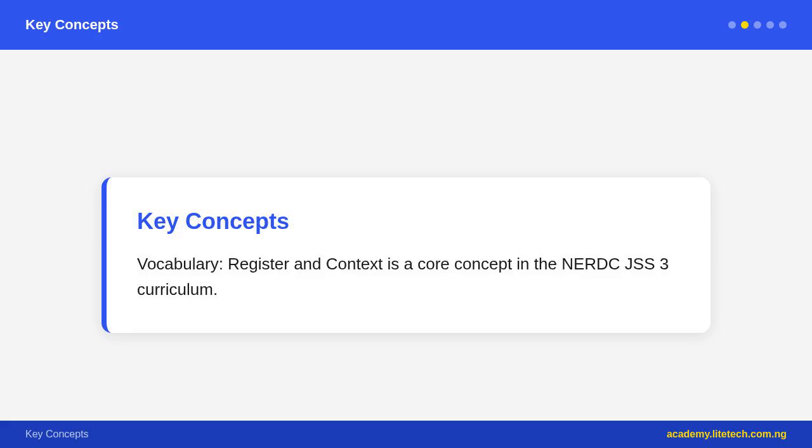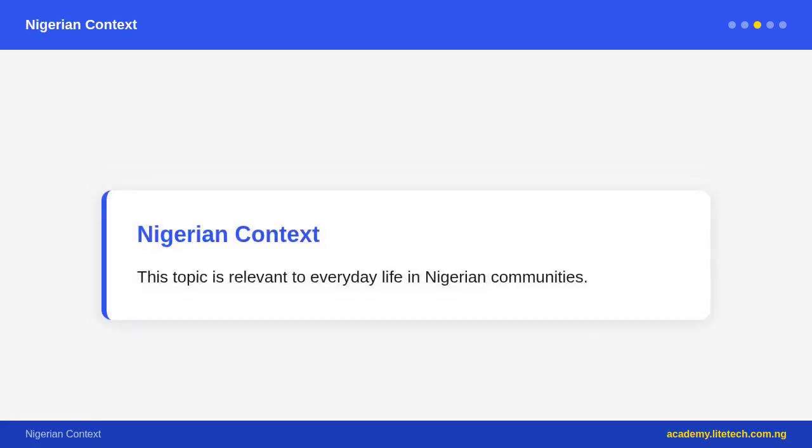What is context? Context refers to the circumstances surrounding a piece of language, the situation, setting, purpose, and participants that influence what words mean and how they are used. Context helps you understand the meaning of unfamiliar words, choose the appropriate register, and interpret tone and implied meaning.